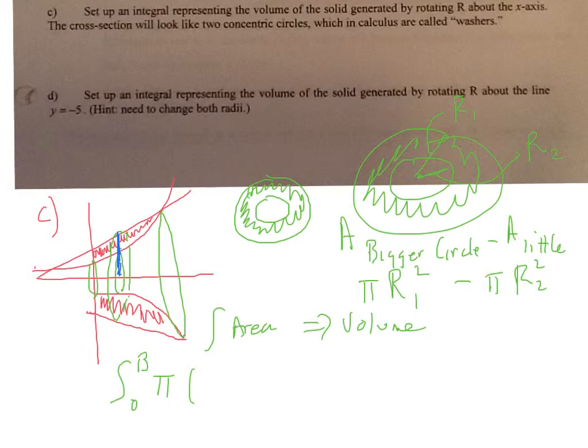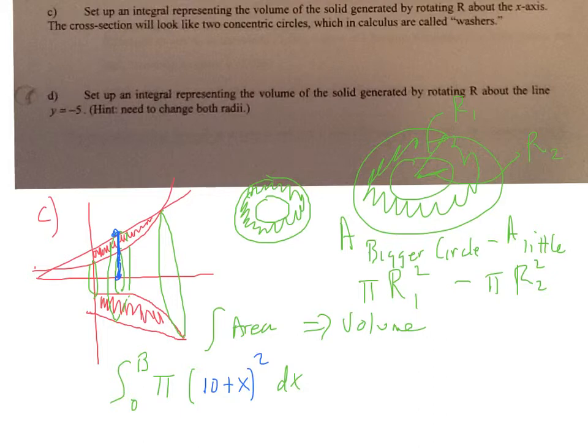The largest radius goes from the x-axis up to the line 10 plus x. So my radius is just whatever the y value is at 10 plus x. And I need to square that. So that's my bigger circle.